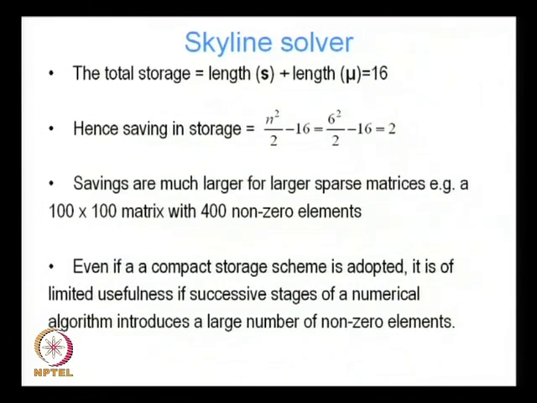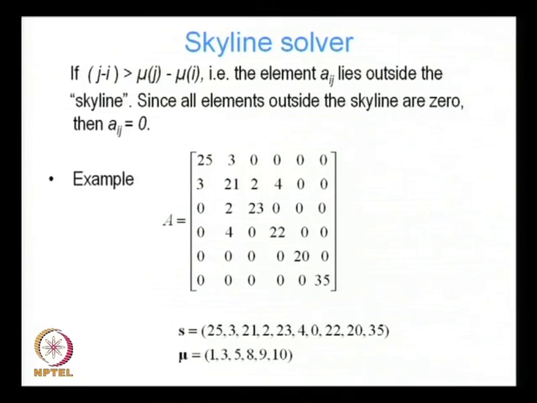However, even if a compact storage scheme is adopted, it is of limited usefulness if successive stages of a numerical algorithm introduce a large number of non-zero elements. The efficiency of this scheme is because there are a lot of zero elements, that is why we can save storage. But suppose we start with an initial matrix which has a lot of zero elements, but then during our Gaussian elimination, because of pivoting, a lot of those zero elements become non-zero. In that case again our storage is going to increase.